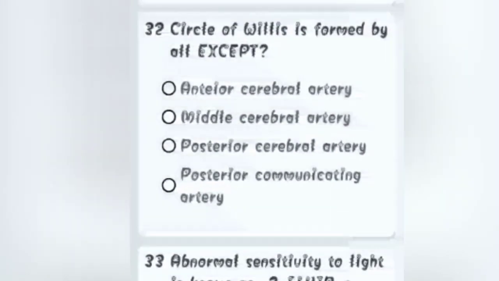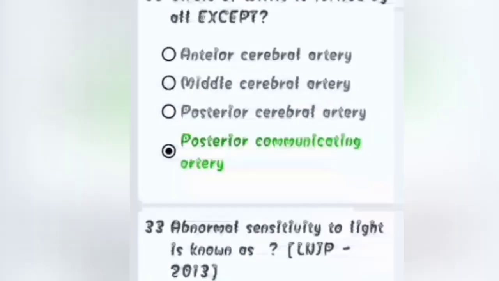Next question 32. Circle of Willis is formed by all except: option A, anterior cerebral artery, option B, middle cerebral artery, option C, posterior cerebral artery, and option D is posterior communicating artery. The answer of this question is posterior communicating artery, that is option D.